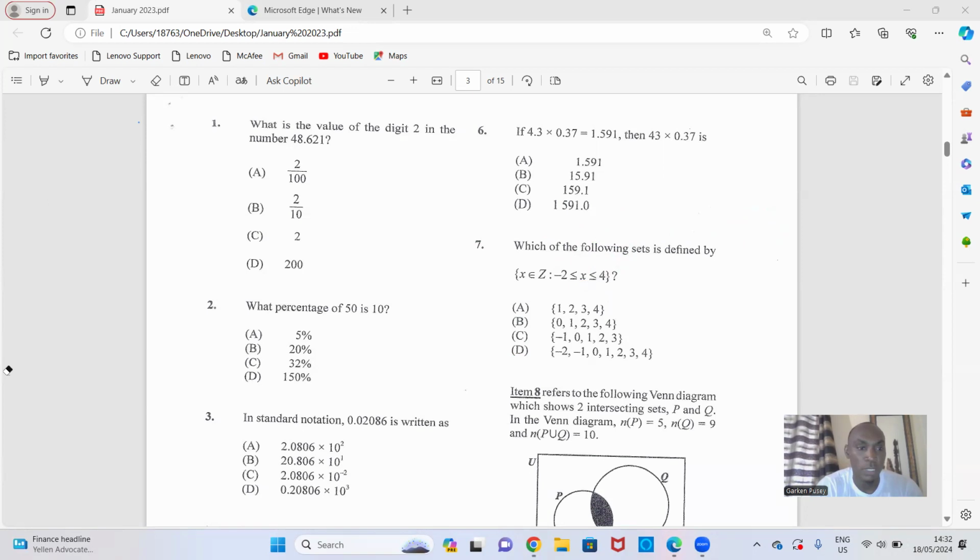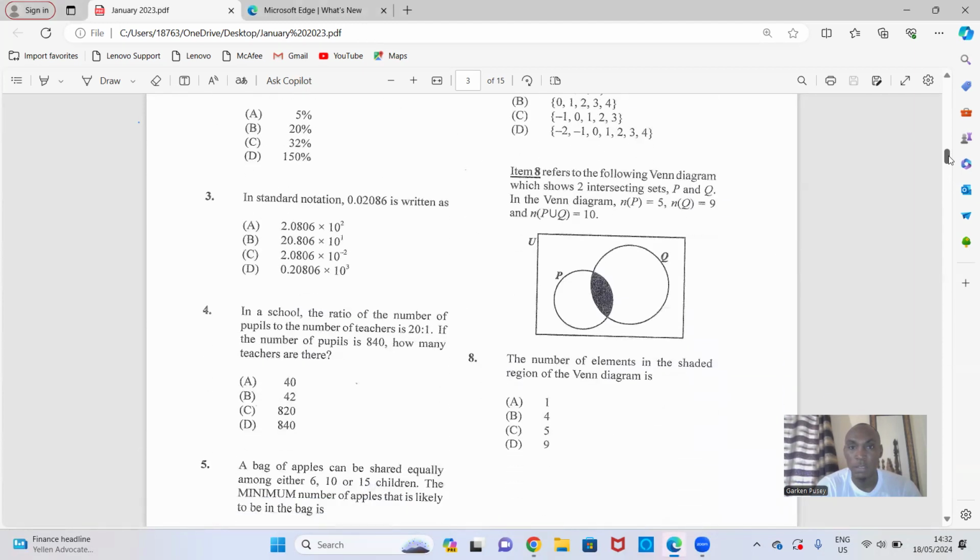All right, so we're going to jump to question number 8, which is a set question. So let's get into it. It says item 8, which is this item, refers to the following Venn diagram, which shows 2 intersecting sets. So we have P and we have Q. It says in the Venn diagram, the number of elements in P is 5. So what they're saying is that all the elements in P, 1, 2, 3, 4. Maybe some could be in the intersection as well, but let me just put 5.